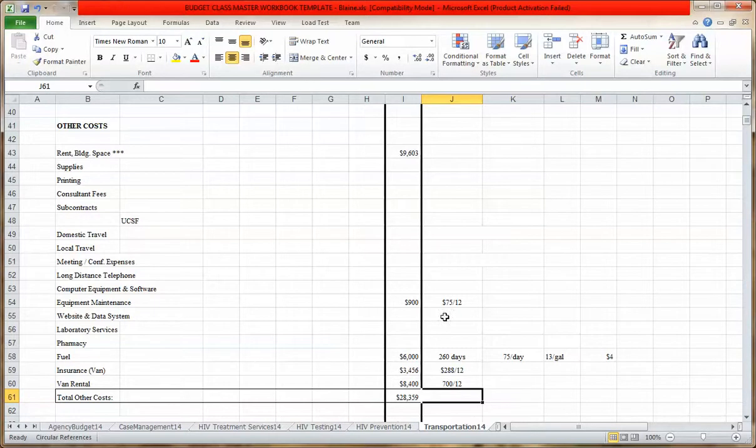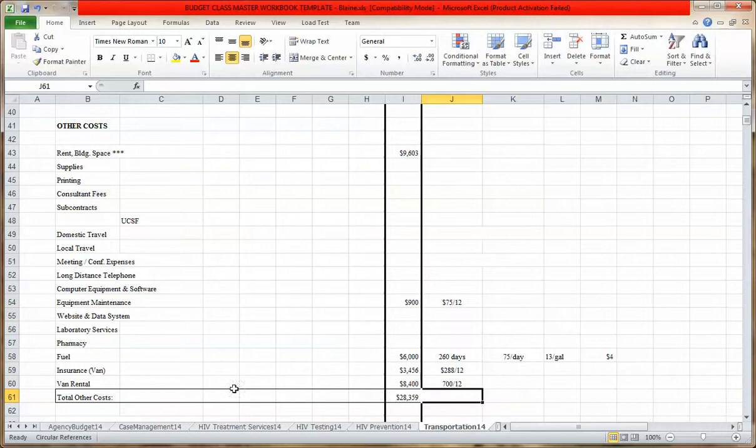I use this space for my justification. As I'm getting ready to write the narrative at the very end of this process, the budget justification that shows how I got the numbers that I got, I have the numbers and the information here for me. So let me show you what I did.